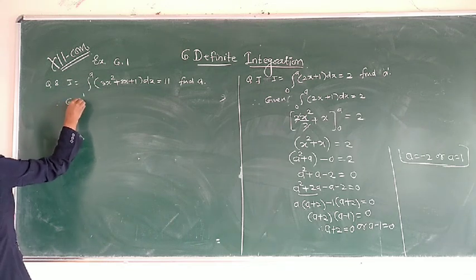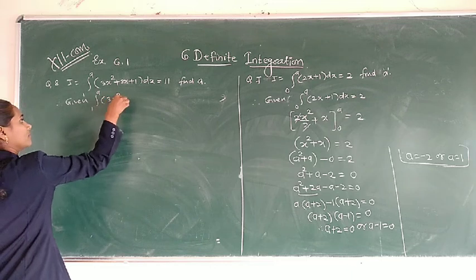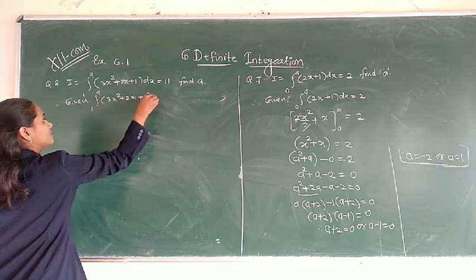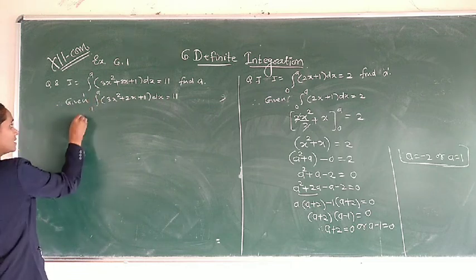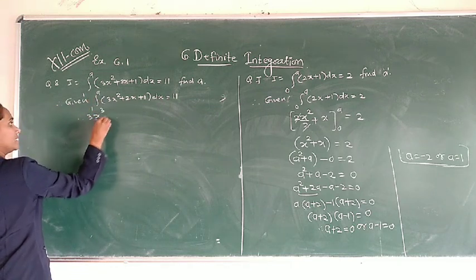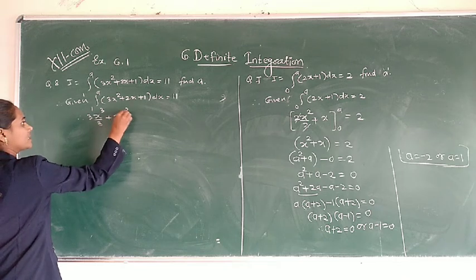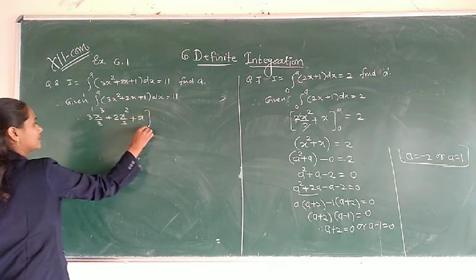Here we have given integration 1 to a of (3x square plus 2x plus 1) dx is equal to 11. Now first we take the integral of this function. 3 is constant, integration of x square is x cube by 3. 2 is constant, integration of x is x square by 2. And integration of 1 is x.